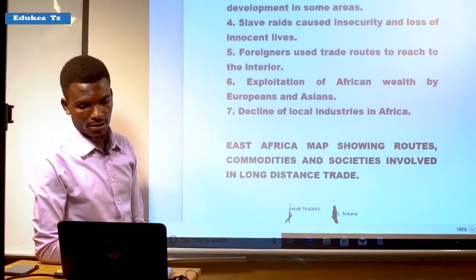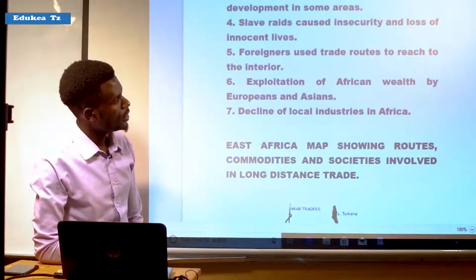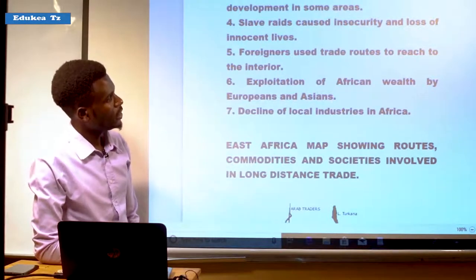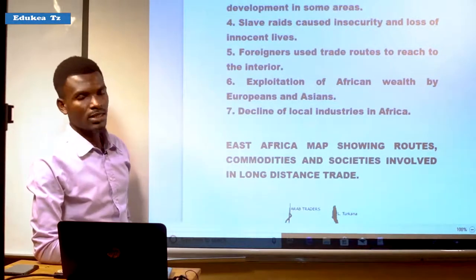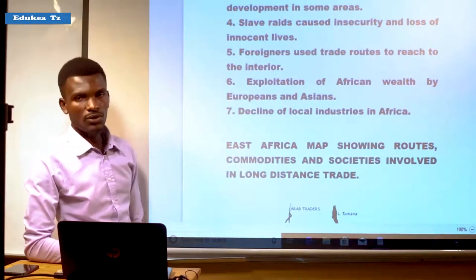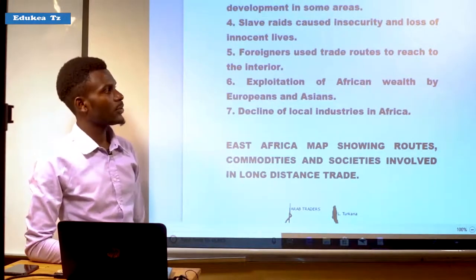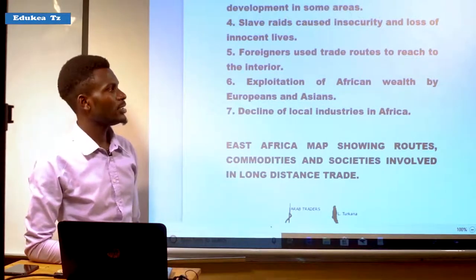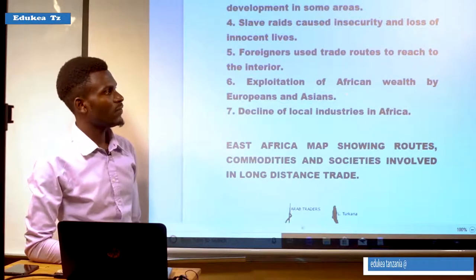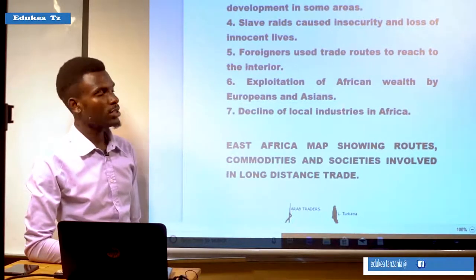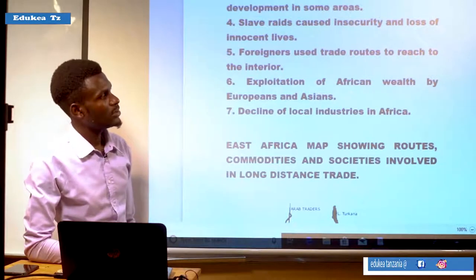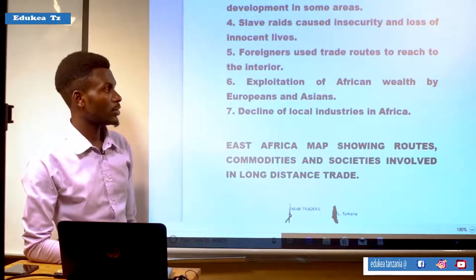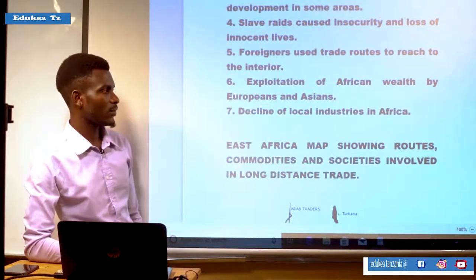another negative impact of regional trade was the exploitation of African wealth by the Europeans and the Asians. It means that there was exploitation of African resources or wealth by the Europeans and Asians because those Asians and Europeans were in high need or high demand of African resources like gold, copper, ivory, and rhinoceros. So the African resources were exploited by those people. That was another result of regional trade.